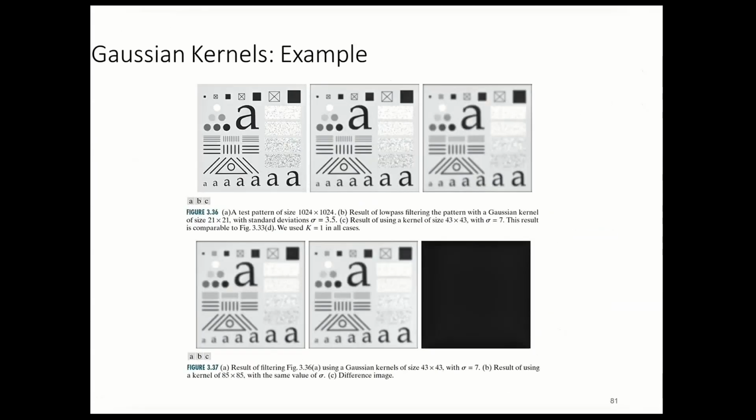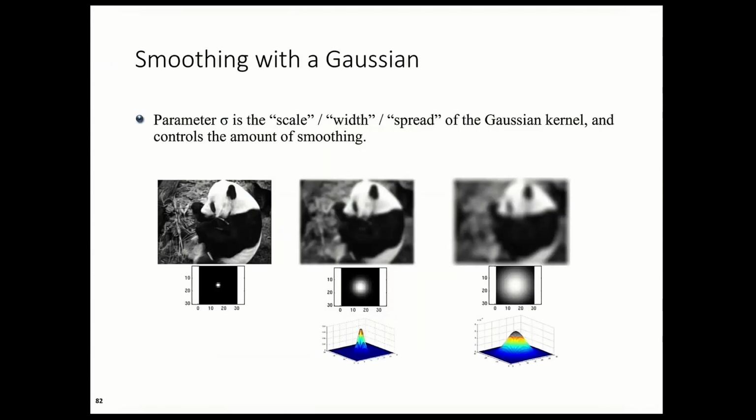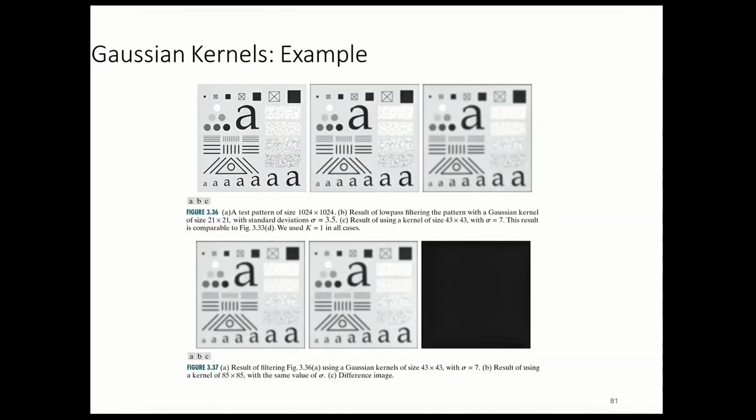Just for example, now you see here sigma is 7. If sigma is 7, how much should be the length of the filter? It's 43 by 43, and then 85 by 85. If I subtract them, I get 0, which makes sense, increasing sigma gives 0 difference after 43. 7 times 6 is 42. Why 43? Because we need an odd number, right?